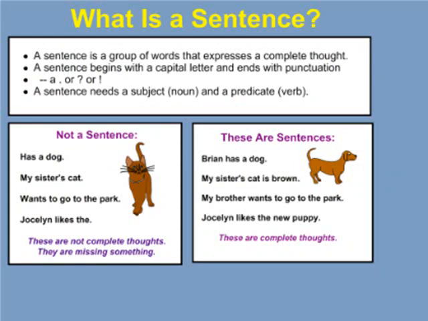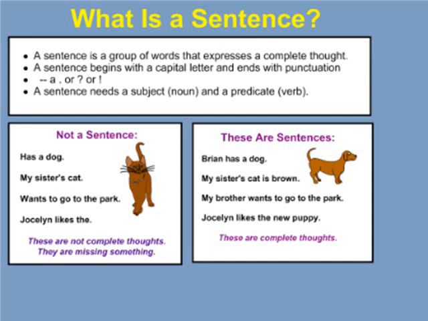A sentence is a group of words that expresses a complete thought, or we can say a group of words making complete sense. It always begins with a capital letter and ends with punctuation. The punctuation can either be a full stop, a question mark, or an exclamation mark. A sentence can also be divided into two parts, subject and a predicate.